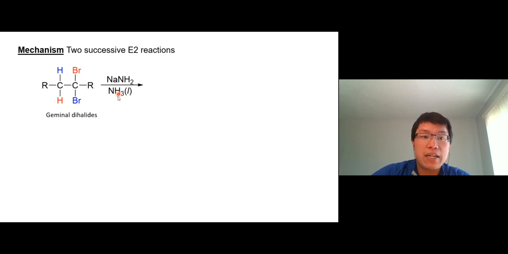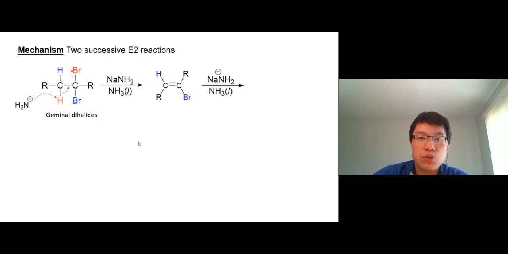So anyway, this is in solution. So add a geminal dihalide. Geminal, like Gemini, means twins. So these bromines are bonded to the same carbon. They look alike, basically. So we call it a geminal dibromide. Add sodium amide. Do an E2 twice. That's 1, and then E2 again. So beta hydrogen elimination. You will get an internal alkyne.